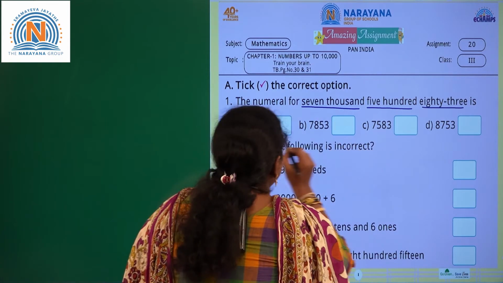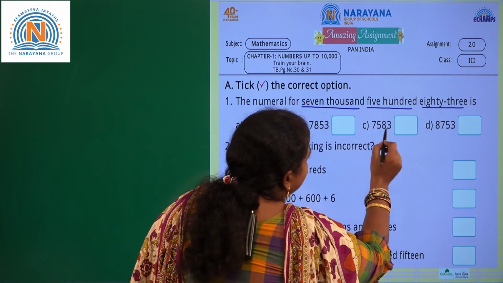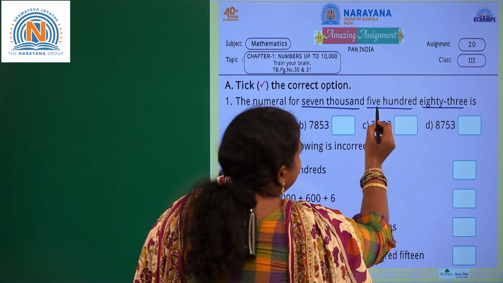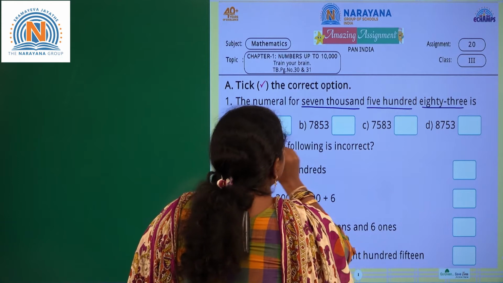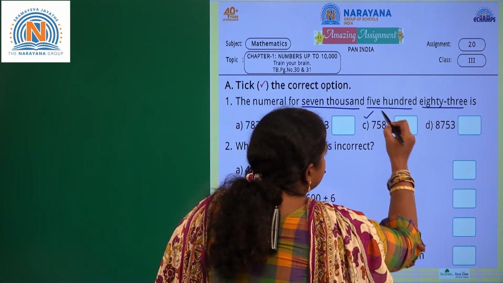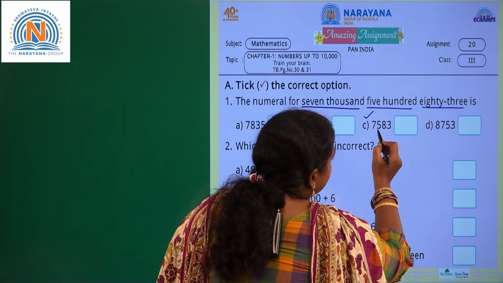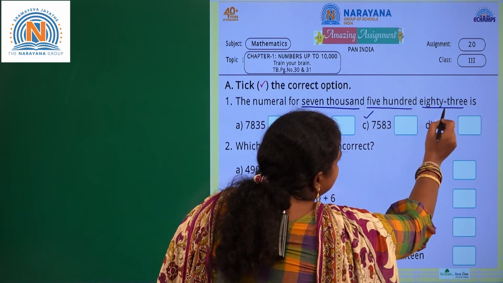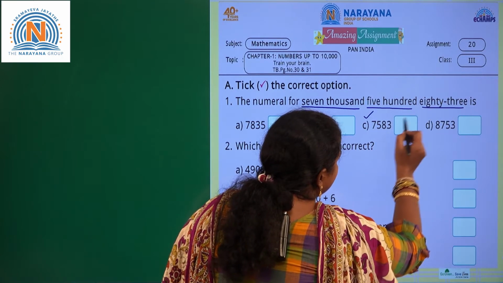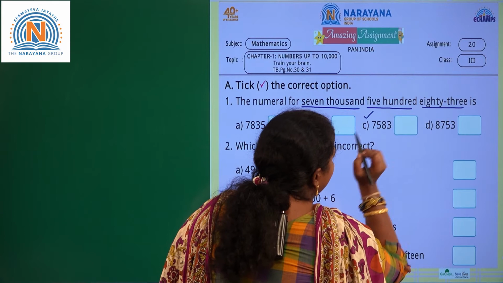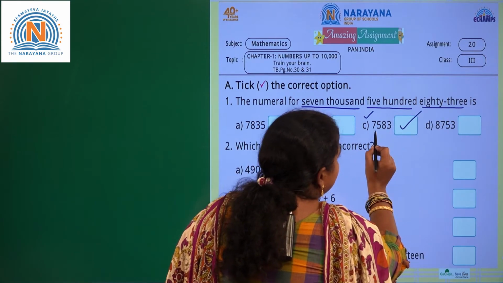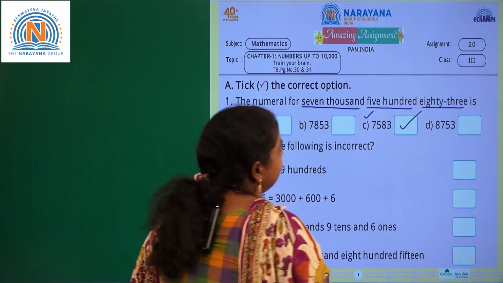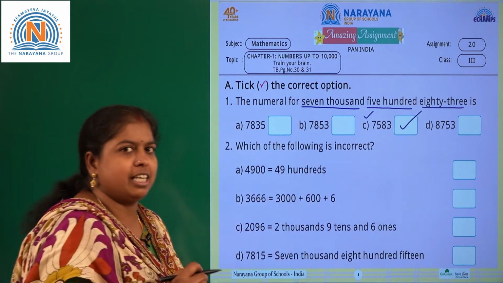7. Yes, you are having 7 in all the three options. 500. So, hundreds place digit is 5. In which option you are having that? In option C. 7583. 8 is there in tens place and 3 is there in ones place. So, this is our correct option. So, let's choose option C.